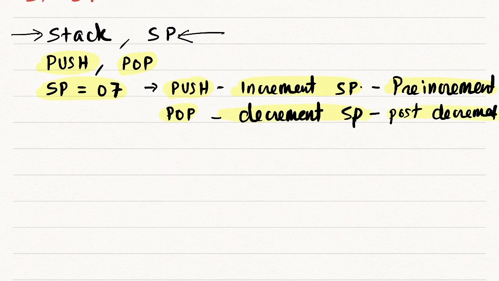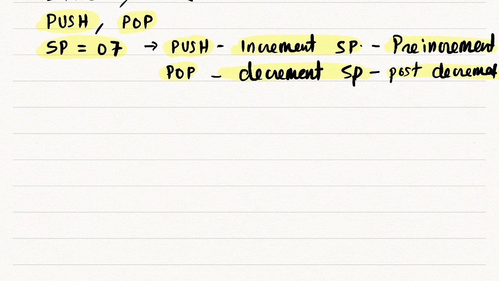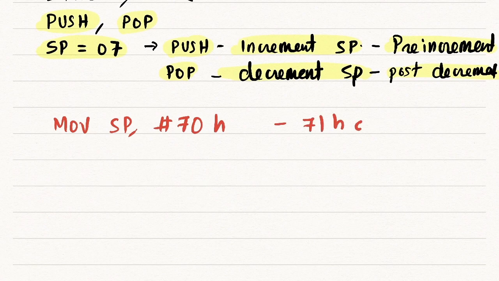And if you want to change the default value of the stack pointer, we can change that also just by writing a move instruction, MOV SP, #70h. That means the stack will be from 71h onwards.